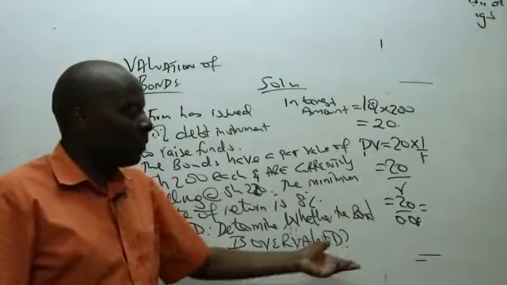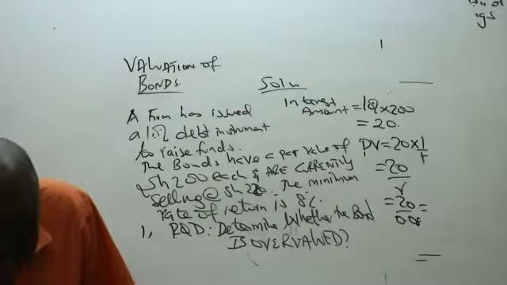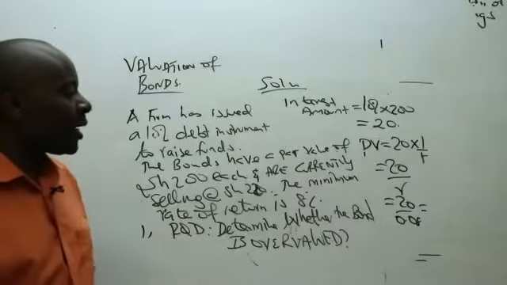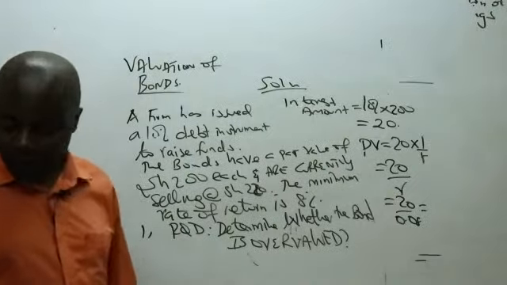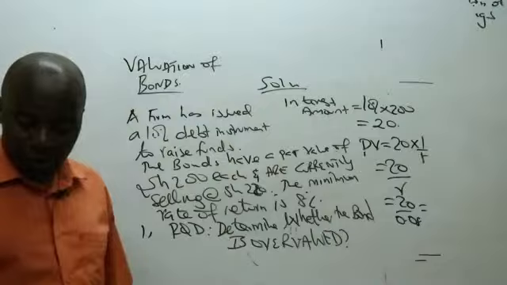So 20 divided by 0.08 gives me what figure at the end of the day? Kindly help me.